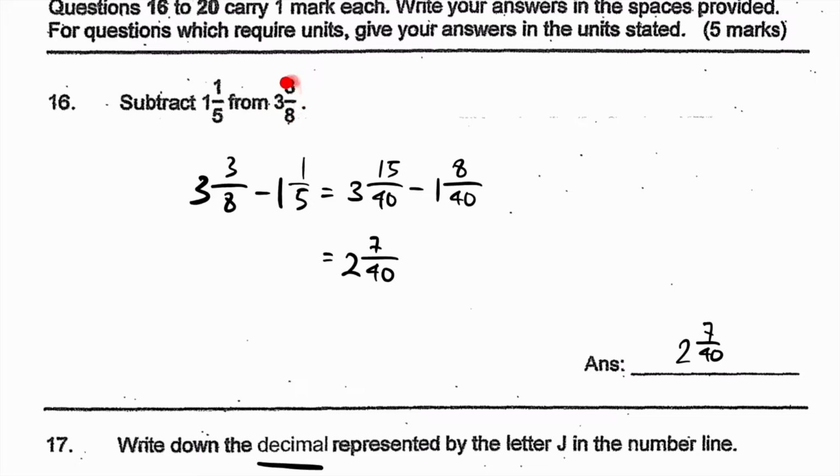In other words, this is what you have. Take this away. So this is the correct subtraction statement, and therefore make the denominators the same. Subtract 15 minus 8, that's a nice 7. 3 wholes minus 1 whole, that's 2 wholes. And this is the simplest form, therefore that's the answer.